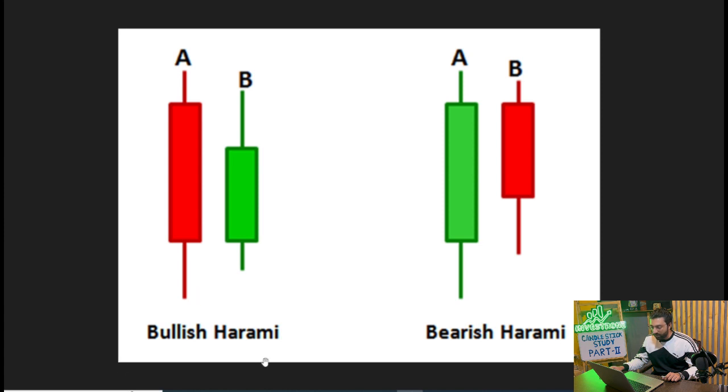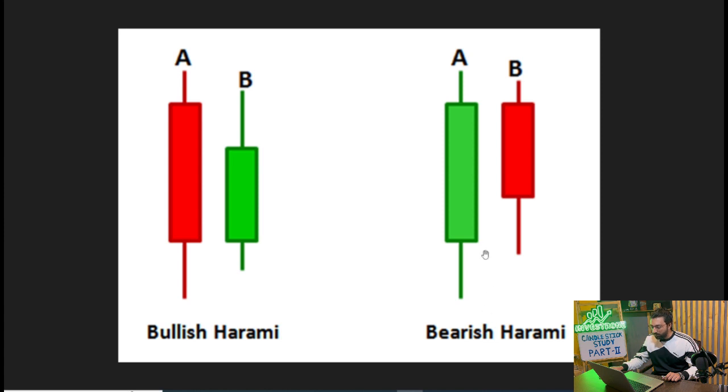This type of pattern is called a bullish harami pattern, where there is a mother candle, the bearish one, and then a baby candle, the green one, and after this there will be a trend reversal and the market will go up from here.